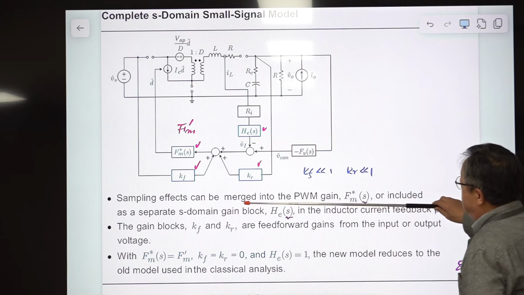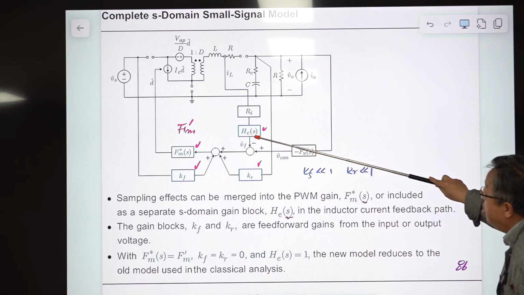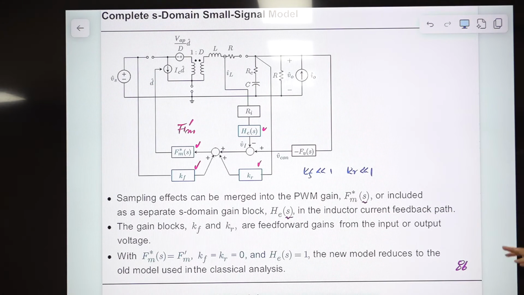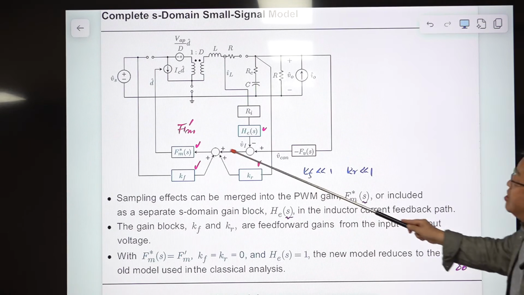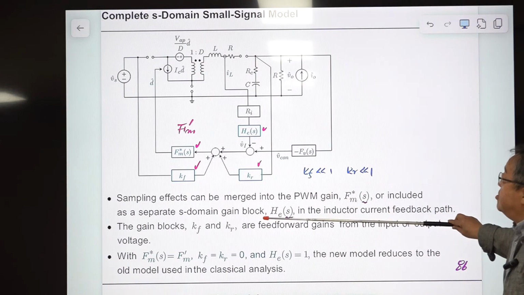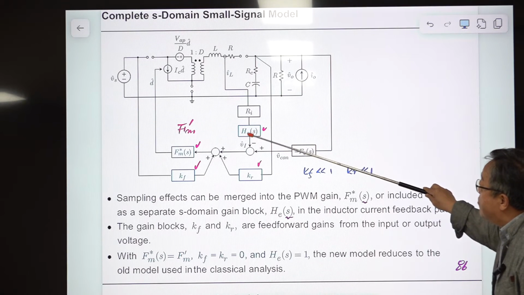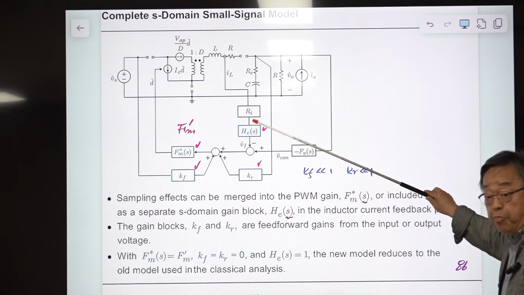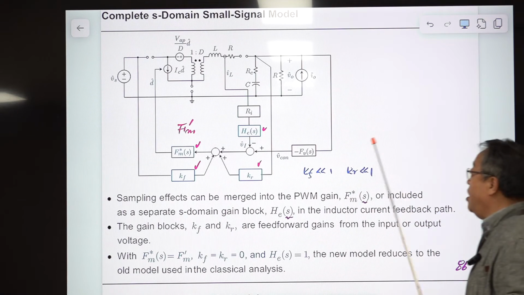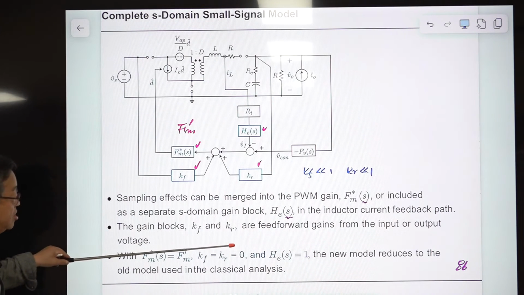The sampling effect can be merged into this gain block, or placed here as a separate functional block, not both of them. Only either of them, here or here. And this is called HES. If this is a constant, this becomes 1. For Lidley's model, this is a very complicated one. We have seen this before in a previous slide. And the KF and KR are feed-forward gains from the input and output voltage, but they are very small.